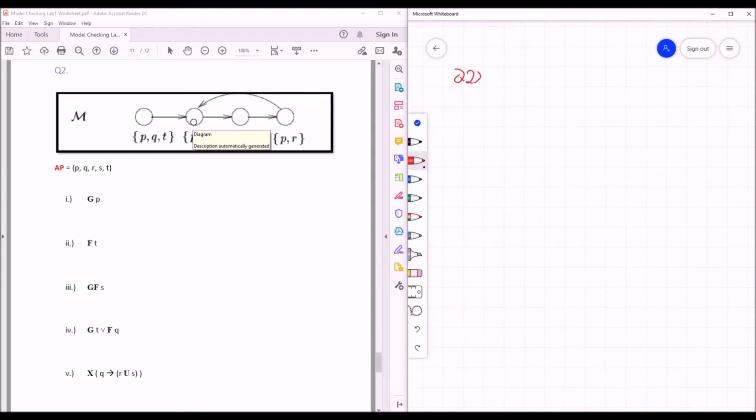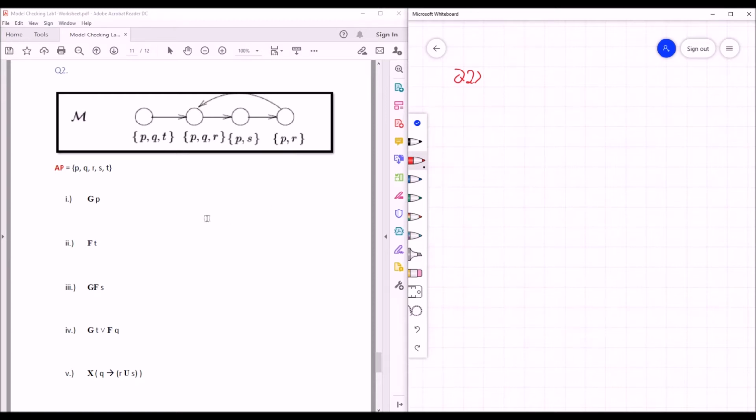Over to the next state where P, Q, and R are true. To the next state where P and S are true. And the final fourth state where P and R are true. This then transitions back to the state where P, Q, and R are true. So our atomic propositions are P, Q, R, S, and T. So we have 4 states, we have 5 atomic propositions, and we have 1, 2, 3, 4 transitions.